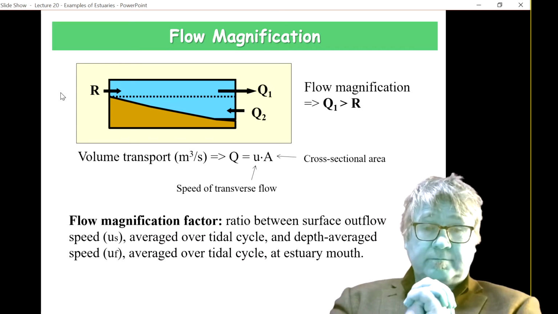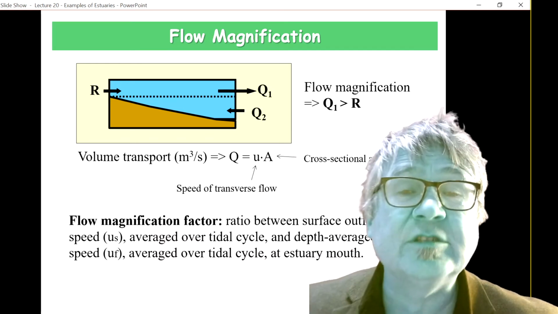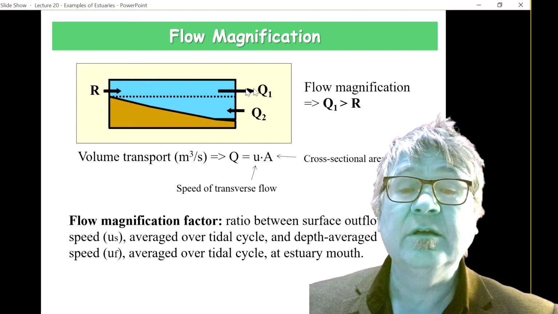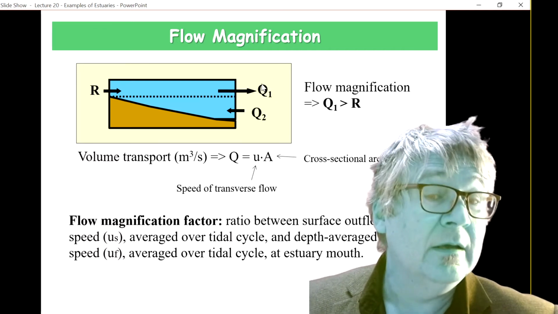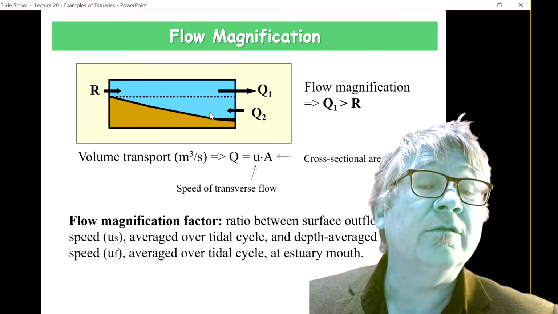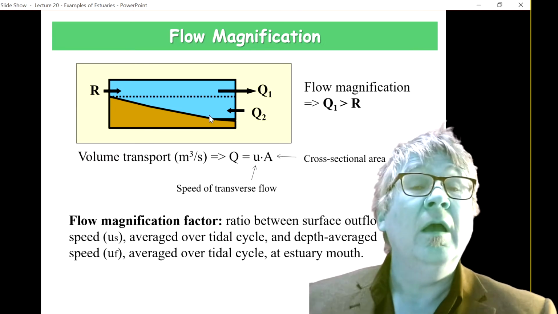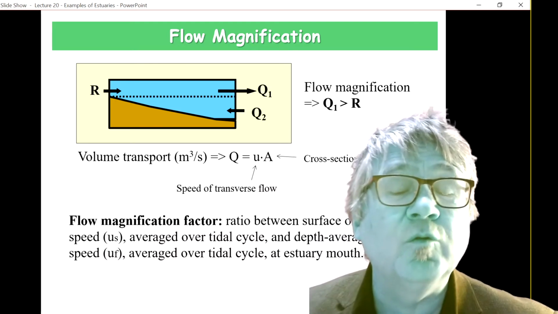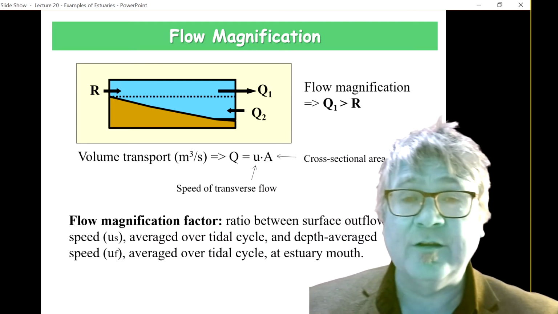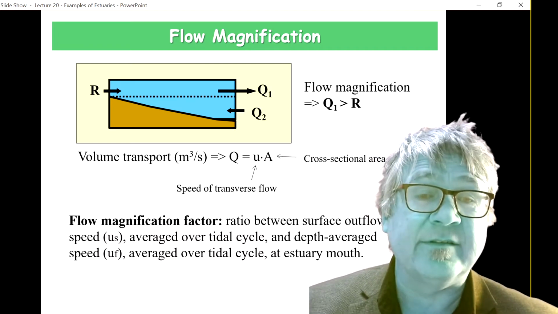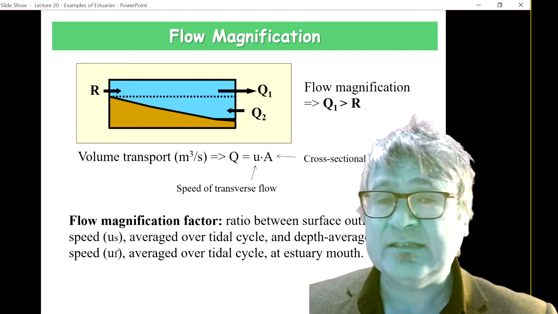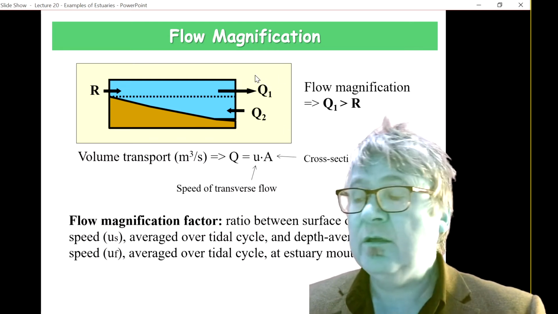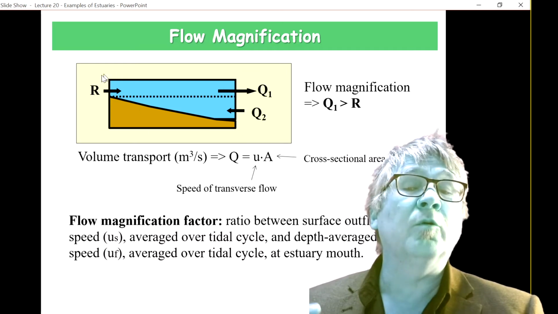You also have two connections to the ambient ocean. One is the outflow in the surface layer, called Q1, and the other one is the inflow through the bottom layer, Q2. You can also work out these flows, and what you need to do is average over a tidal cycle. That makes sense, doesn't it? Otherwise your estimates are biased. So you average over a tidal cycle, and you can work out what Q1 is, what Q2 is, and what R is.